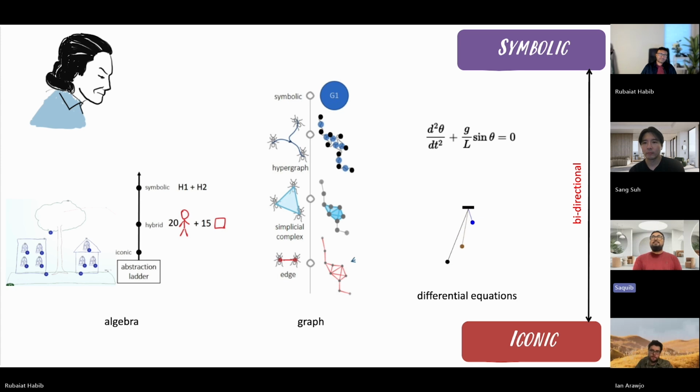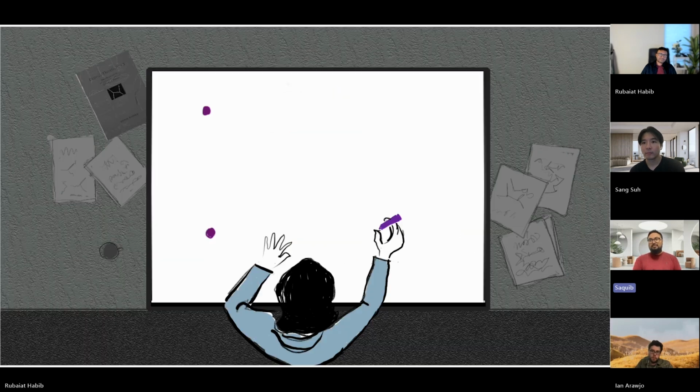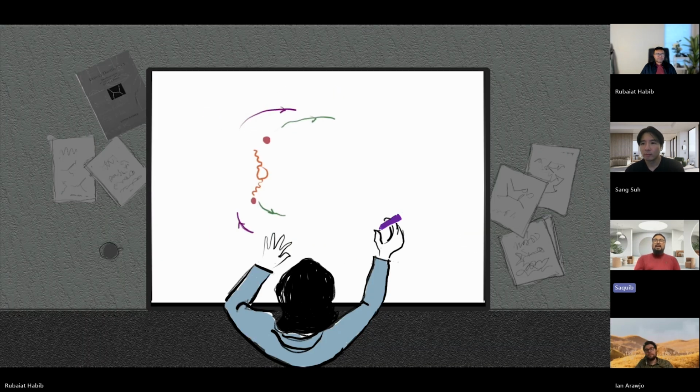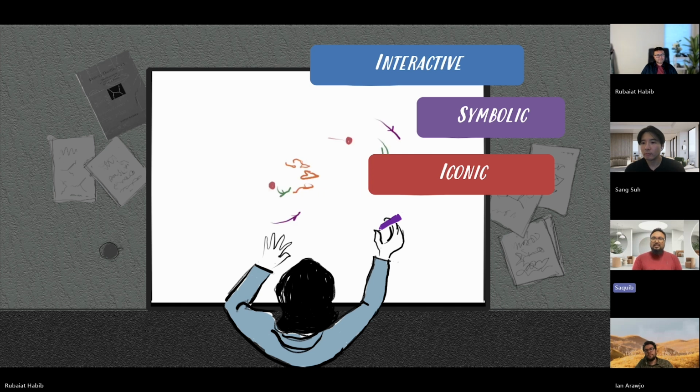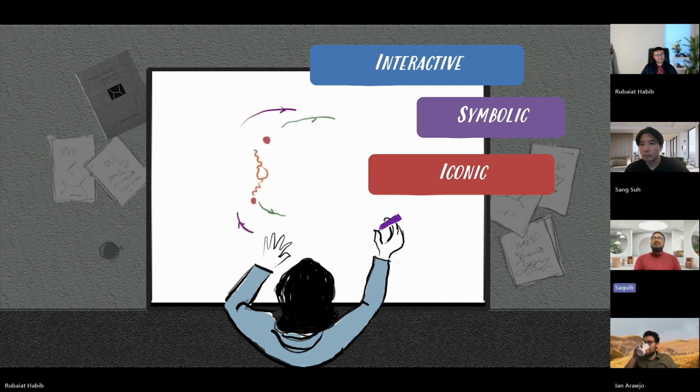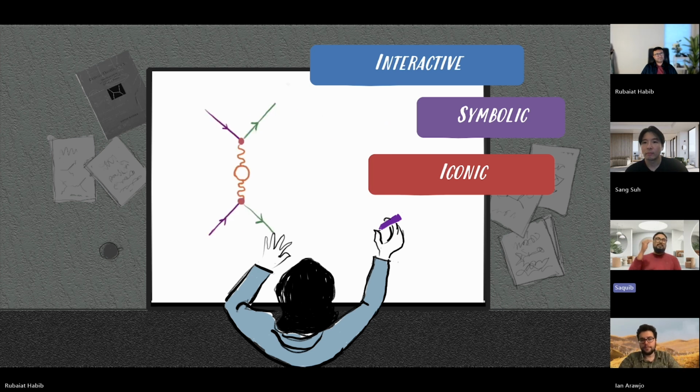Tools like symbolic regression can be very useful in this context. I think the future of mathematics is interactive, and it is going to be a movement between symbolic and iconic worlds, and we do need to figure out how to do bidirectional abstractions, and how to move between these abstractions easily, and that's where AI can help.